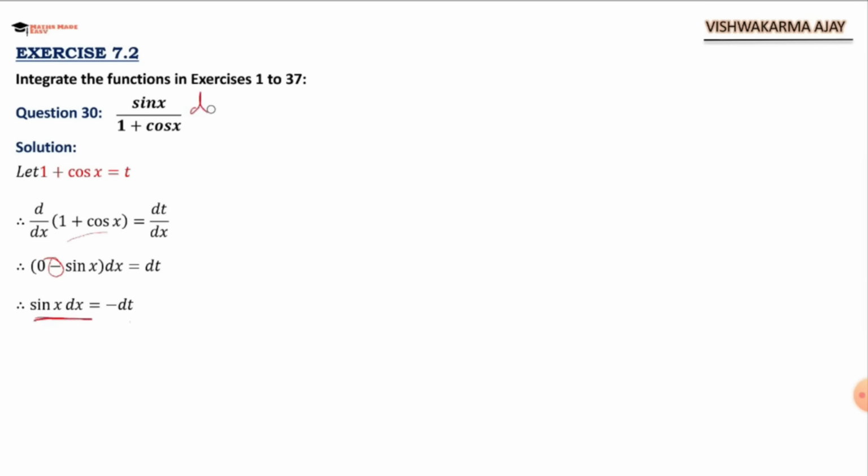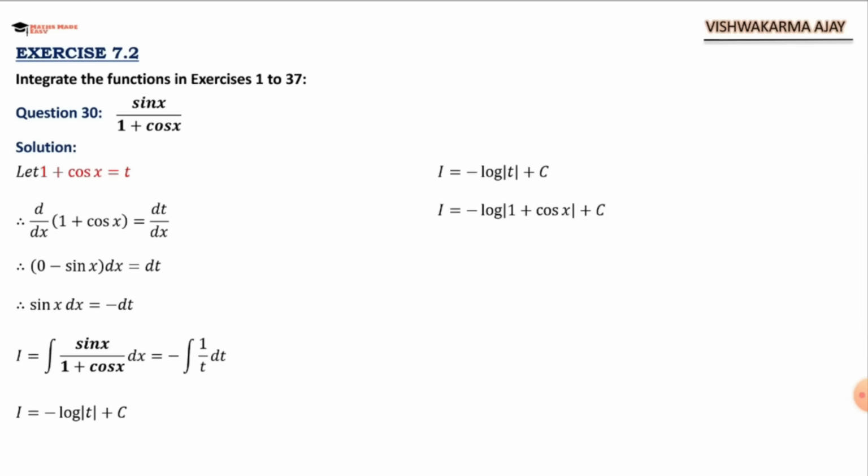Meaning here we can write dt. So minus of 1 upon t dt. Again 1 upon x, integration of 1 upon x is log x. So this becomes log of t, and resubstituting the value of t, that is 1 plus cos x. So our final result is I is equal to minus log of 1 plus cos x plus c.